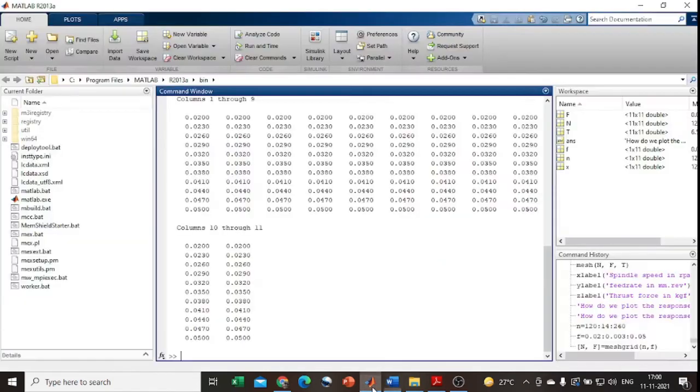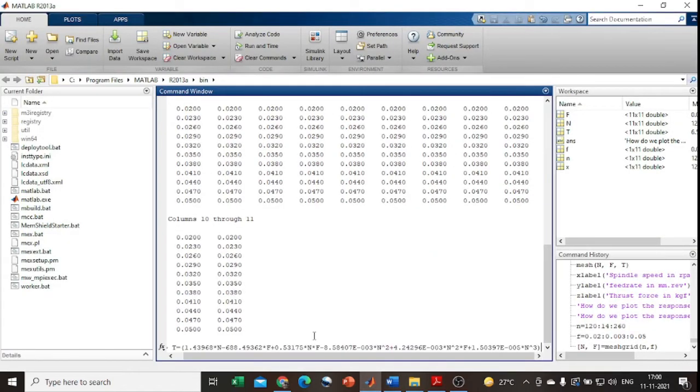Now I can copy that equation and paste it into the Matlab command window like this. Here you see 1.43968 * n minus 688.949362 * f. Likewise, we can type 10 power minus 3 here, so that I can utilize 8.58407 e minus 003. Likewise, you can represent the value for exponential values 10 power 3 or 10 power 5.